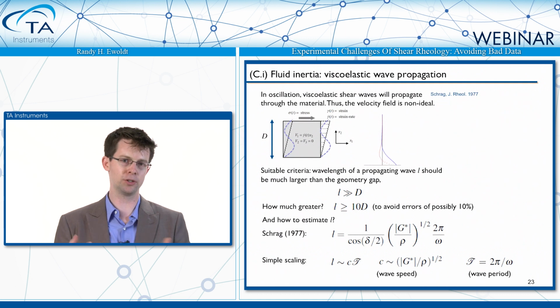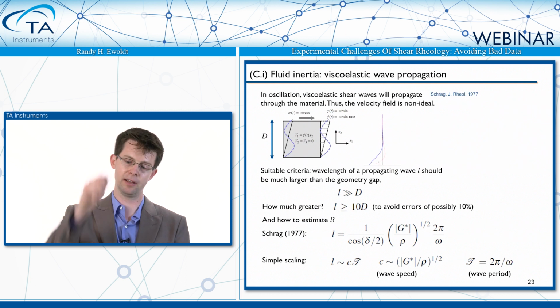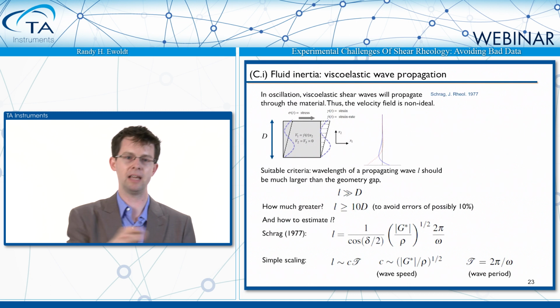So I've taken the results of Schrag and I've tried to simplify it and rationalize it for you so you don't have to dig into the math. The equation is given there, but the simple scaling is down below. So the first scaling is that the wavelength should be something like the wave speed, multiplied by how much time you're taking to make an oscillation.